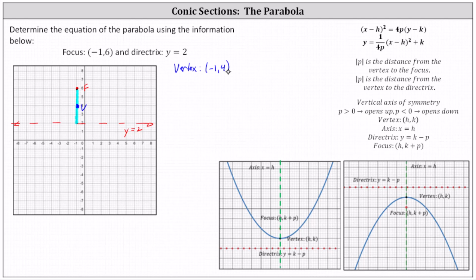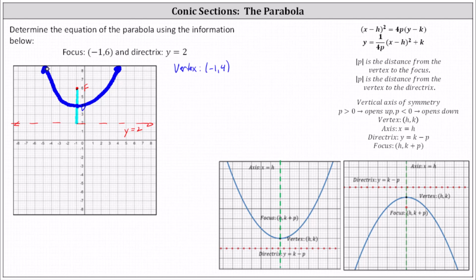Because the focus is always inside the parabola, we should be able to recognize the parabola will open up and curl around the focus. And therefore it will look something like this. It doesn't have to be to scale. The important part is to recognize that the parabola opens up.